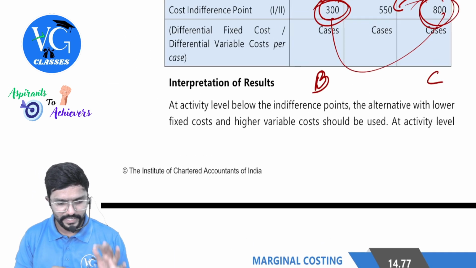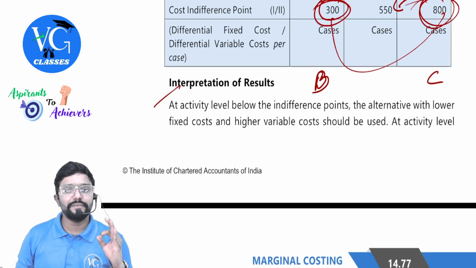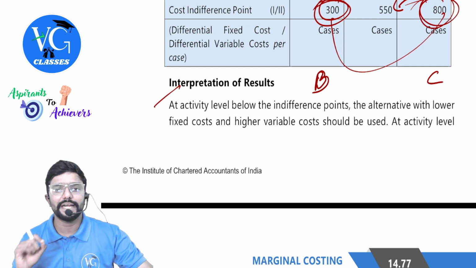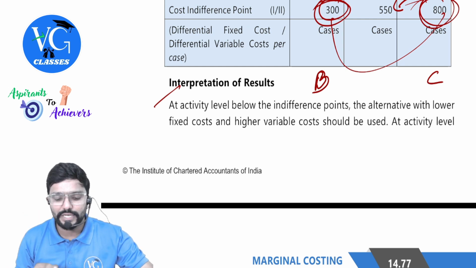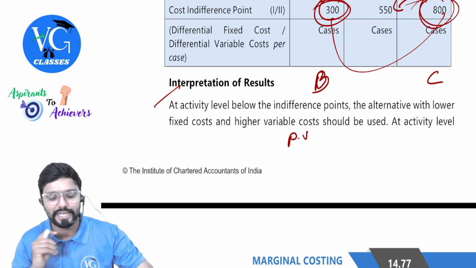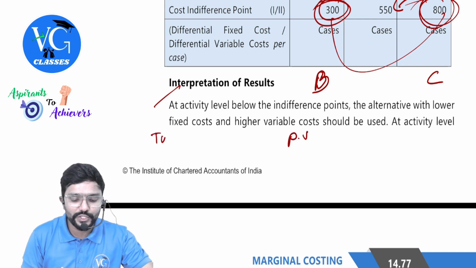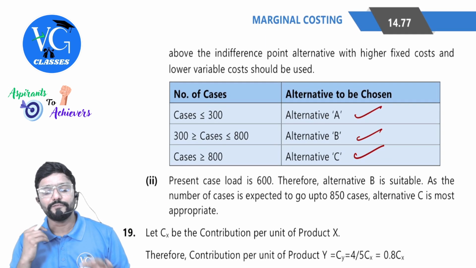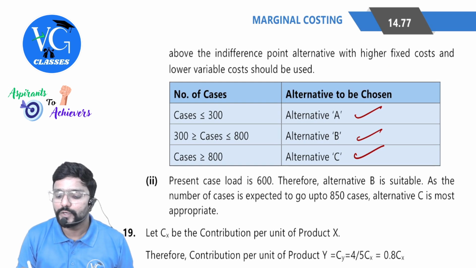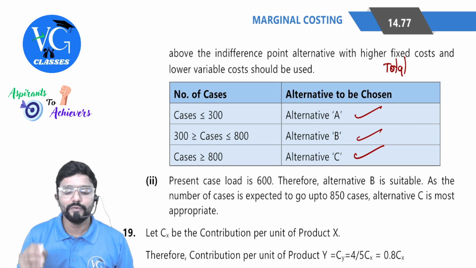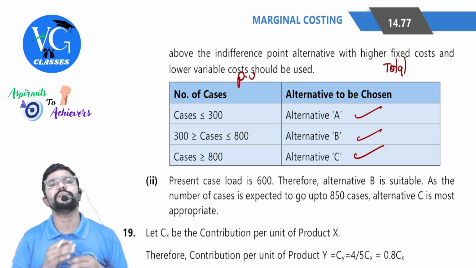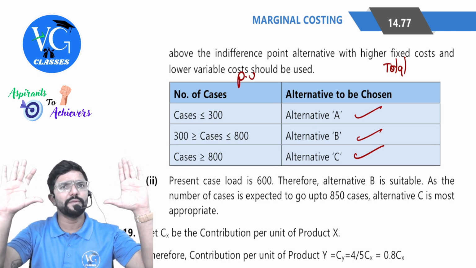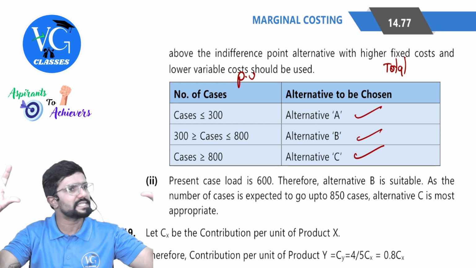They have given some interpretation also. At activity level below the indifference point, the alternative with lower fixed cost and higher variable cost per unit should be used. Please be careful. At activity level above the indifference point, the alternative with higher total fixed cost and lower variable cost per unit should be used. Hope you understood. Logically remember, don't try to mug up those sentences.